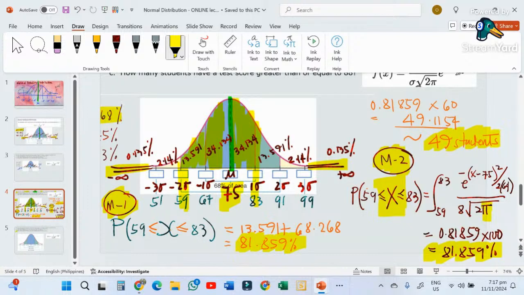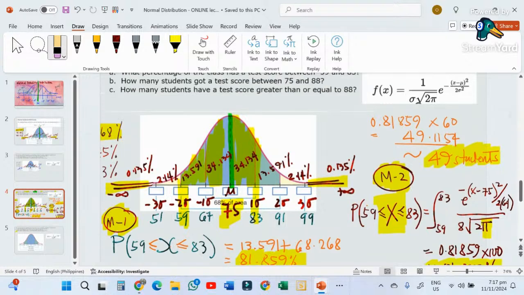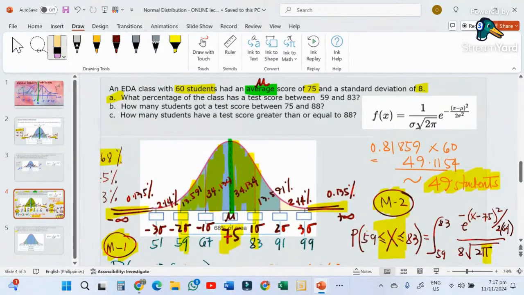I want to stress as well that in the formula, the x in here will just be an x. You don't need to fill in anything for the x, because this is a range of values, so the calculator will do its work for you. Right, so that is just letter A of the questions. What percentage of the class has a test score between 59 and 83?